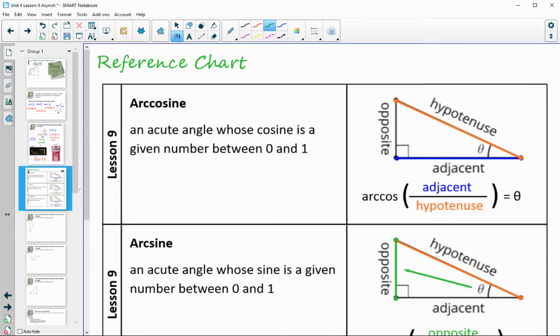So that's how we undo it. We're going to keep working with these throughout the lesson. Here's your reference chart to fill in.